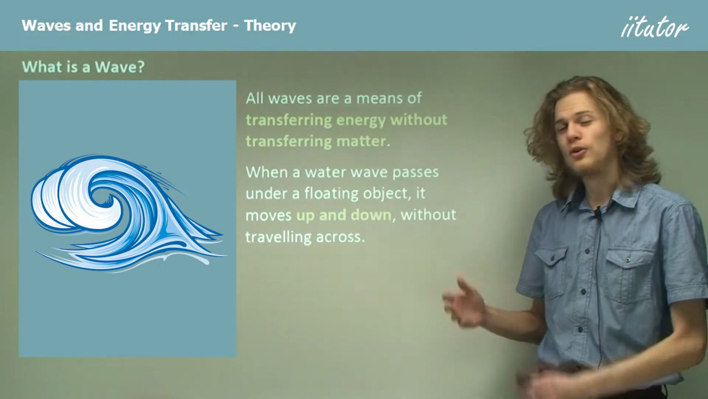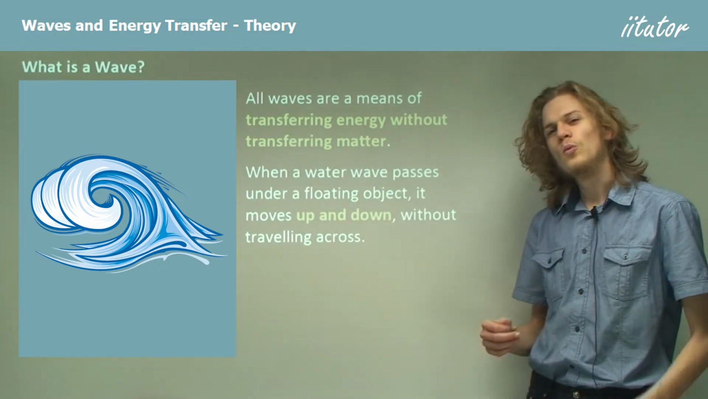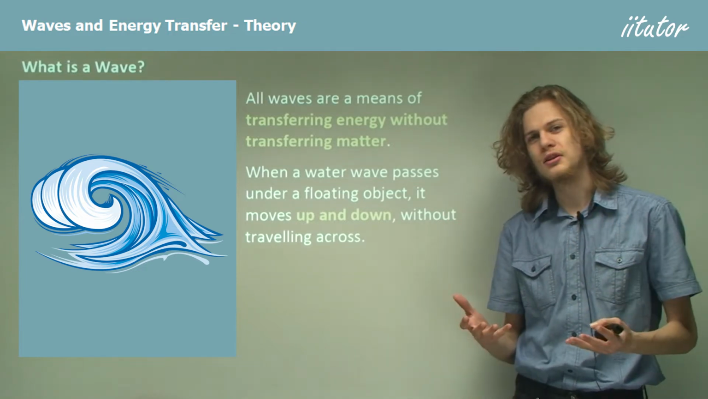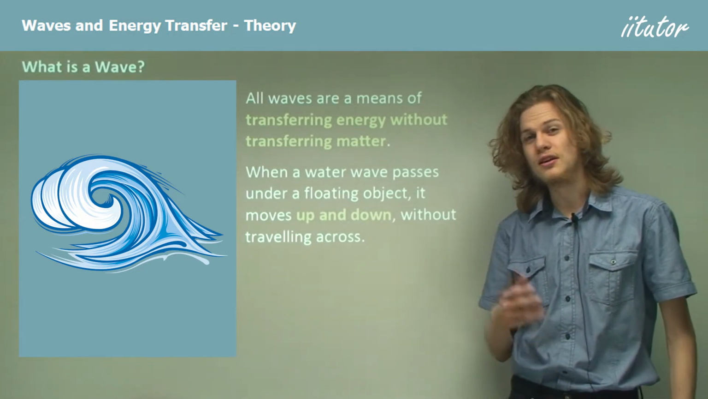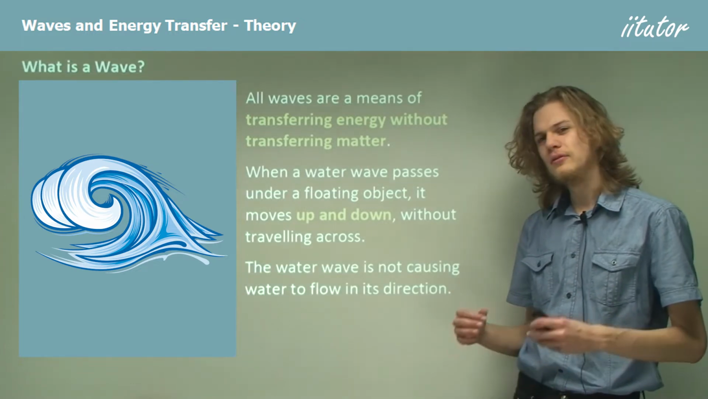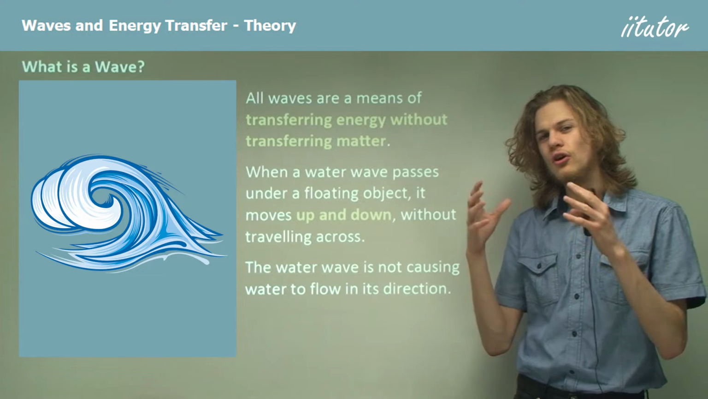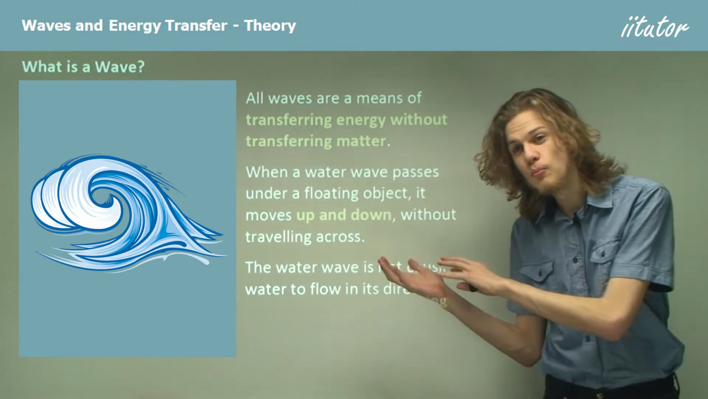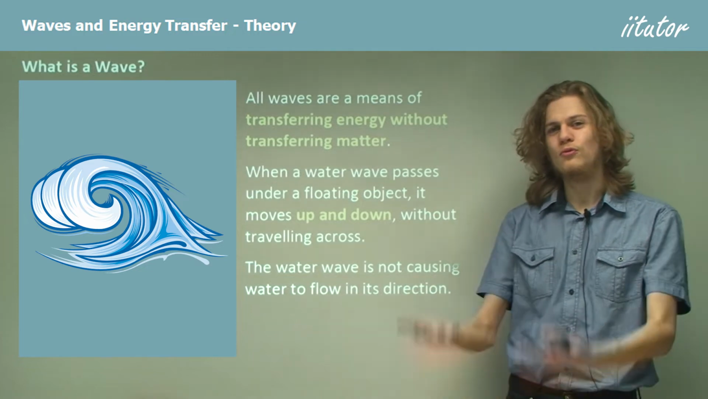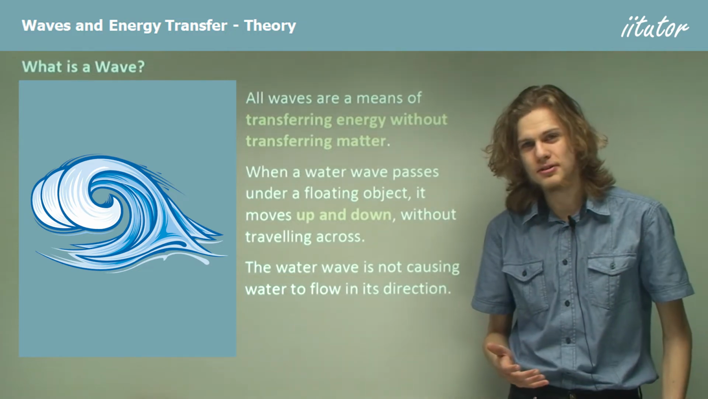But if we look at objects floating on top of the water, like these ducks, we can see that they'll move up and down. They'll bob on top of the water as the wave goes past, instead of being carried off by the wave. And so the water wave is not causing the water particles to move in the same direction as the wave. It is simply causing them to move up and down as the wave passes.